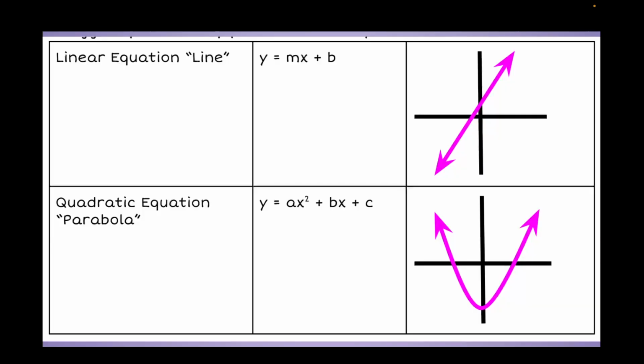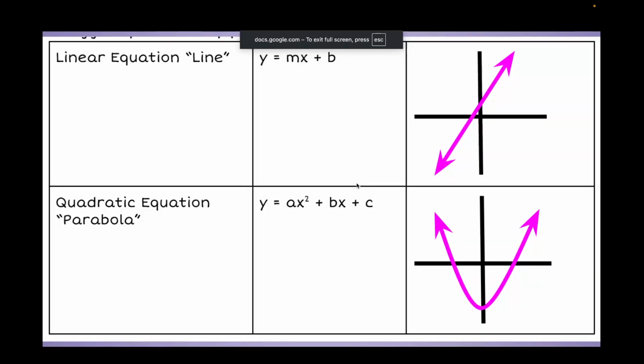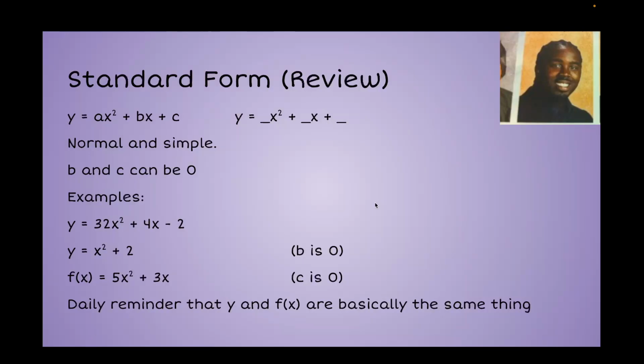So I'm going to start a little bit of review. Quadratic equations are the things that get us parabolas. They look like this. And when they're looking like this and all simple, it's called standard form. These are some examples of some quadratics in standard form.